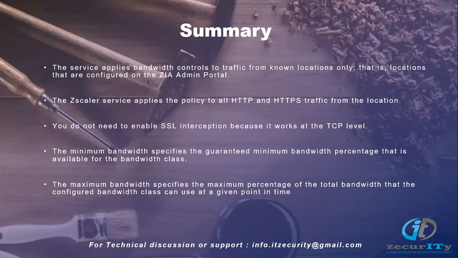Minimum bandwidth specifies the guaranteed minimum bandwidth percentage that is available for the bandwidth class. And once the minimum bandwidth is allocated, the maximum bandwidth specifies the maximum percentage of the total bandwidth that a configured bandwidth class can use at a given point in time. So all the bandwidth control policies will run two times. First time to allocate the minimum bandwidth, and the next time to allocate the second level of bandwidth, that is maximum bandwidth.